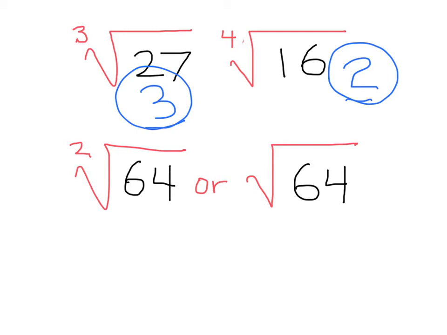And so here we have the square root of 64, but notice that the 2 is understood. It's not written, and so whenever you see that symbol on a calculator, that just means square root. So what's the square root of 64? Yes, that's right. It would be 8, because 8 times 8 is 64.